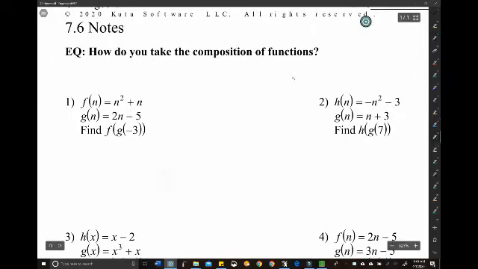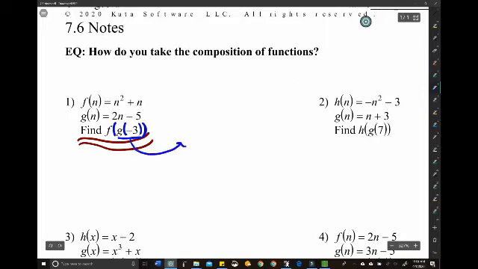Look at this weird looking expression here. f of g of negative 3. No, it's not multiplication. No, it's not division, addition. This is what we call the composition of functions. When you have two functions, one of them is embedded in the other one. Okay, the key thing with these is to start in the middle and work your way out.